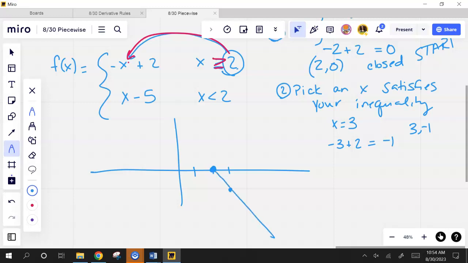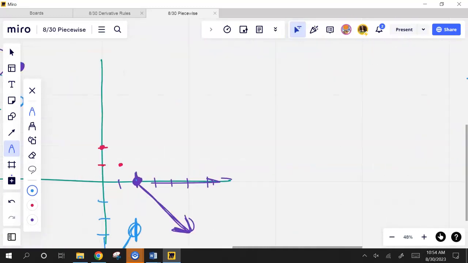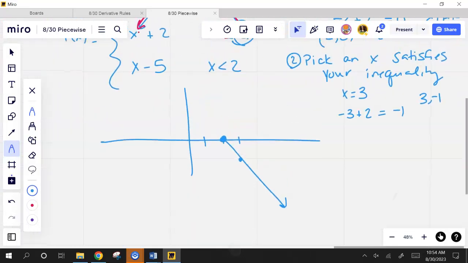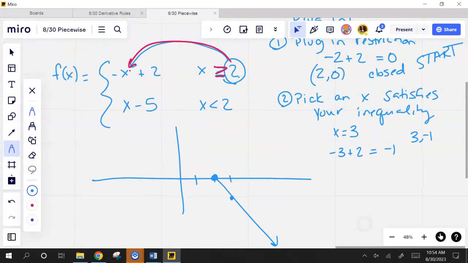And I'm just going to connect. And look at this. Look at this compared to this. Look at the purple line and look at my blue line. It's the same thing, a little less work to do, right?